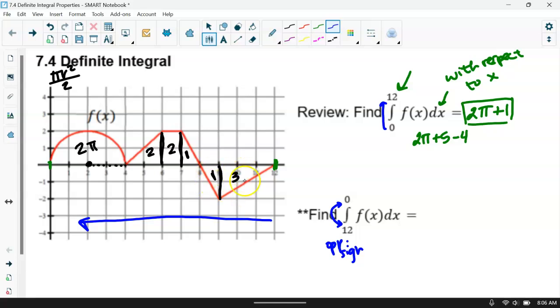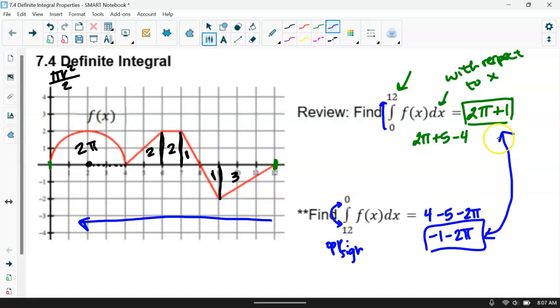So now here, this negative 4 is now actually positive 4. This positive 5 is now negative 5. This positive 2 pi, because it was above, is now negative 2 pi. This is one of our properties. So here, going from 12 to 0, going backwards, we end up with negative 1 minus 2 pi, which if you notice, we change the signs of our answer from 0 to 12. So again, this is one of our properties. This is a reversal property.